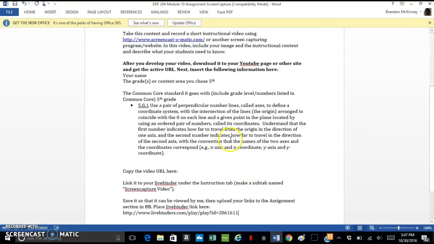You learn how to travel from each direction in the origin, up or down on the x and y axis, and you were taught how to plot coordinate points.